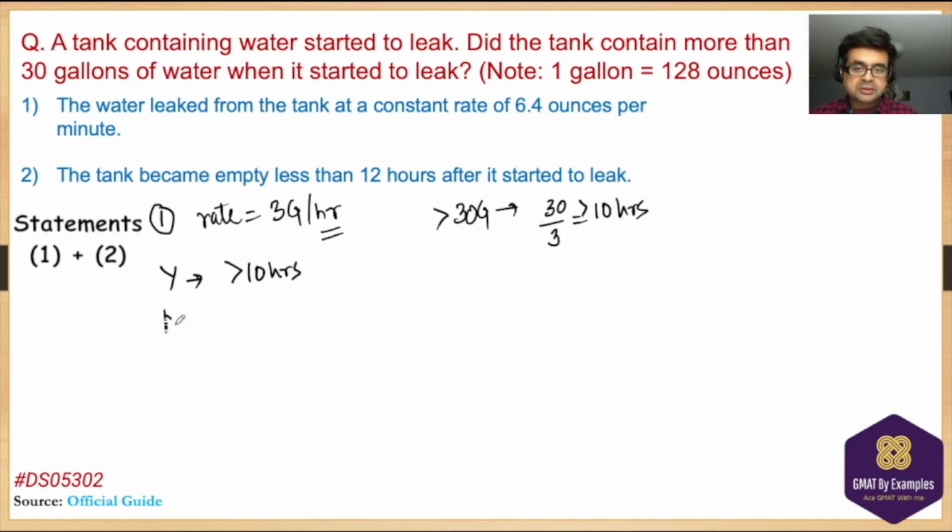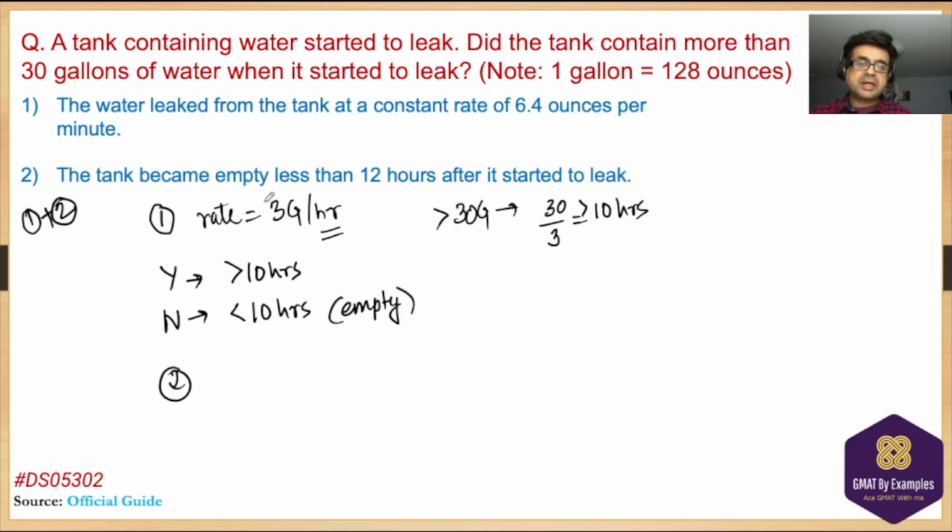To answer this question with a no, I would have to keep this tap running for less than 10 hours, and it should empty out within that time, and then I would know that it didn't have 30 gallons to start with because it got emptied within the 10 hours. So let's make sure we write that down. It must be empty within this 10 hours. Statement 2 says the tank becomes empty less than 12 hours after it started to leak. So less than 12 hours, where does that lie?